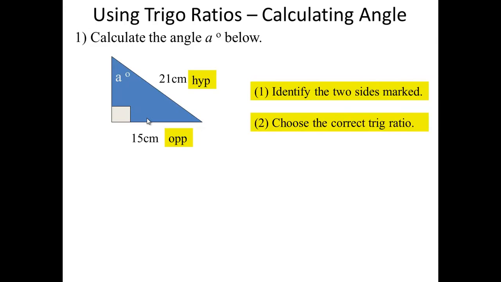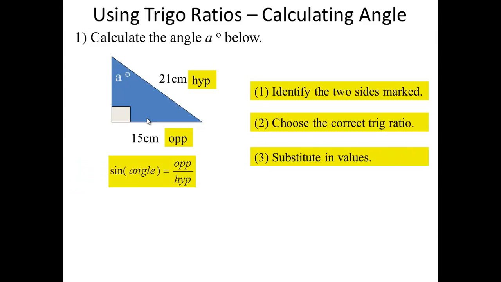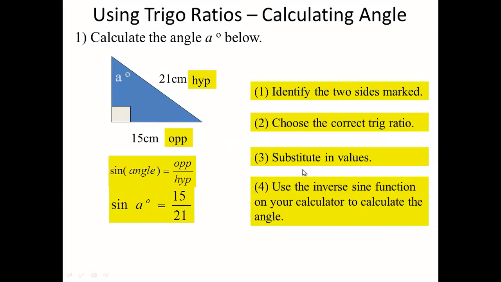Next, we choose the correct ratio, substitute in the values, and to find the angle, we use the inverse sine function on the calculator, and we solve for the question.